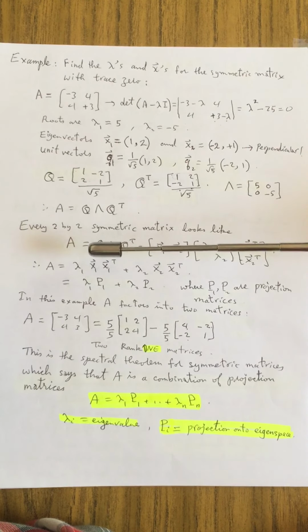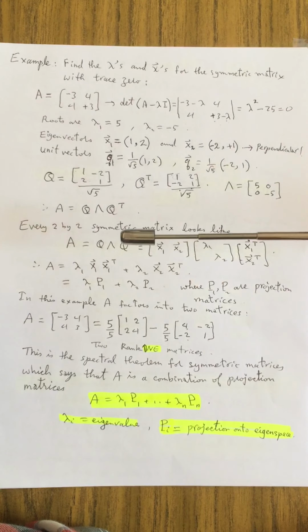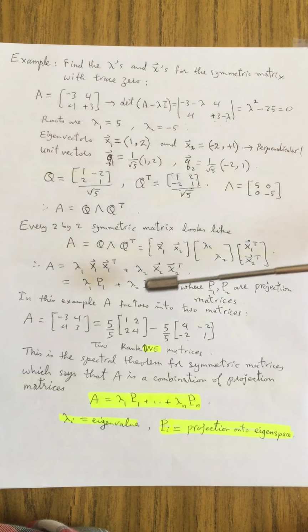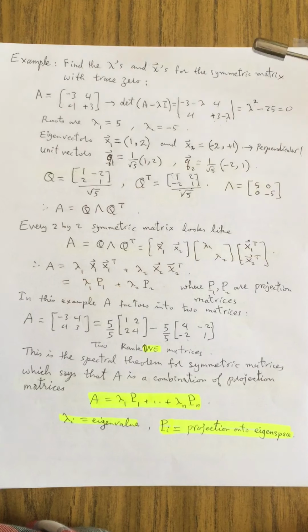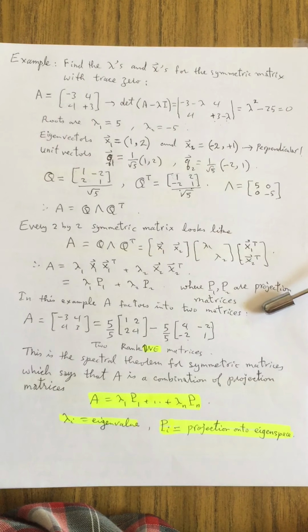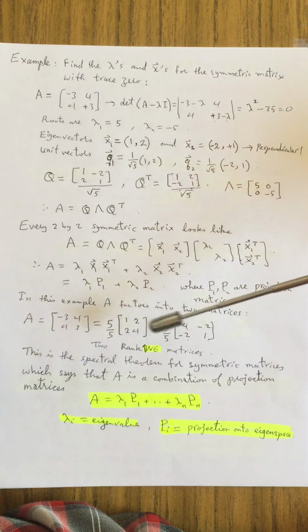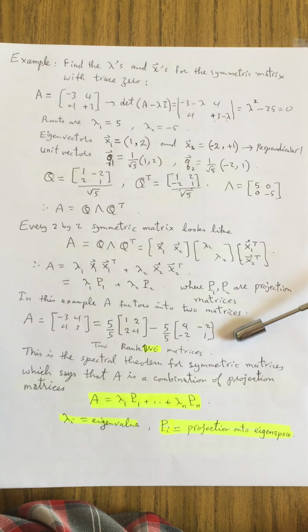Notice that x1 x1 transpose is a column times a row, which is not a scalar, it is a matrix. But it is a matrix of rank 1, and it is a projection matrix on the eigenvector direction x1, P1. P2 is the projection matrix on the eigenvector direction x2. So in this example, A factors into two matrices, and here they are. There are two rank 1 matrices.